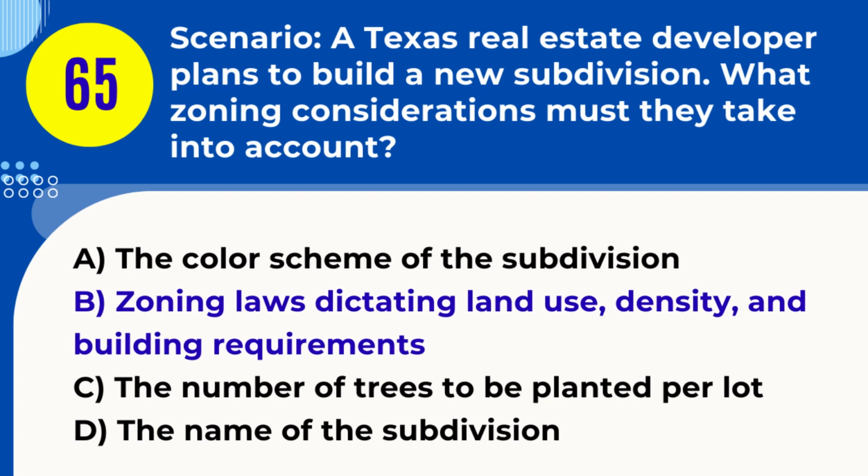Answer. B. Zoning laws dictating land use, density, and building requirements. Explanation. When planning to build a new subdivision in Texas, a real estate developer must consider local zoning laws, which dictate how the land can be used, residential, commercial, etc., density, how many units per area, and specific building requirements like height and setback restrictions.